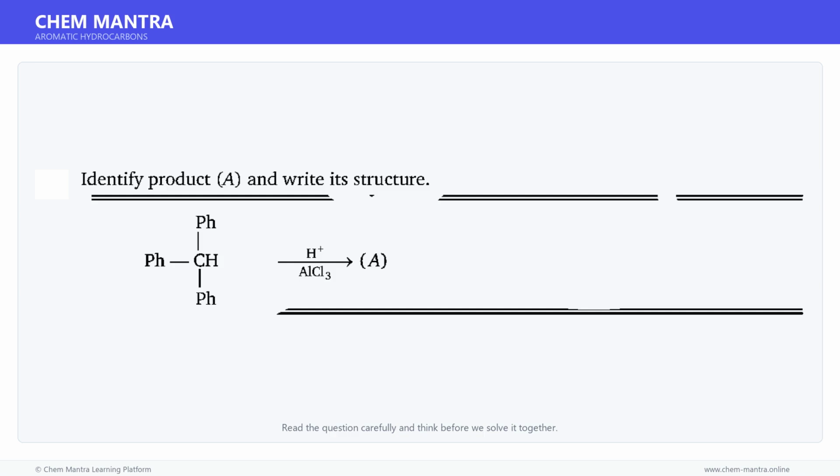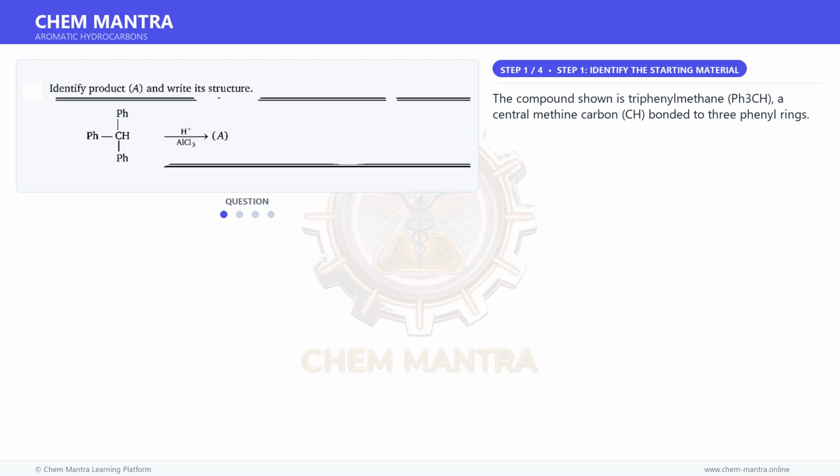Here is a question. Read it carefully and think about the answer. Let us solve it step by step. Let us begin solving this step by step. The compound shown is triphenylmethane, Ph3CH, a central methane carbon, CH, bonded to 3 phenyl rings.